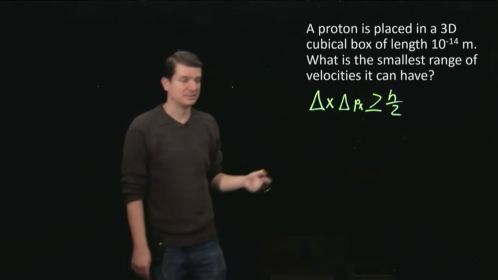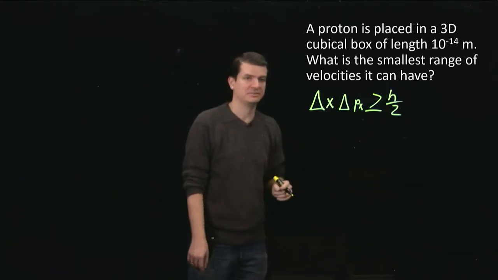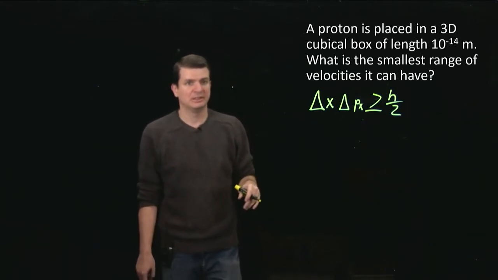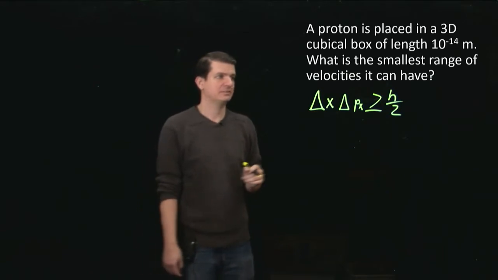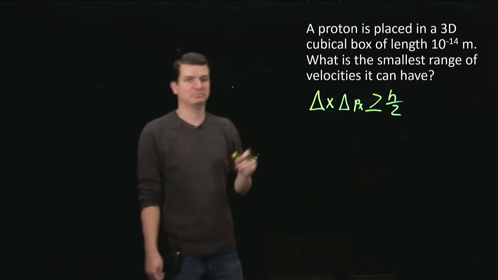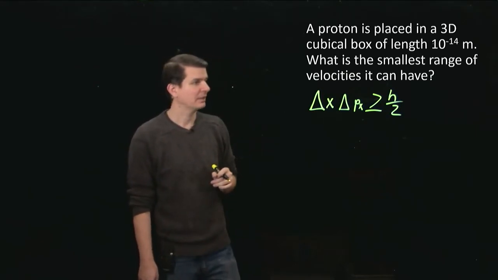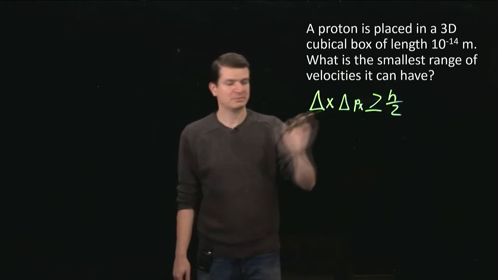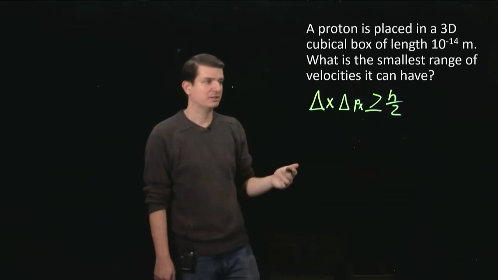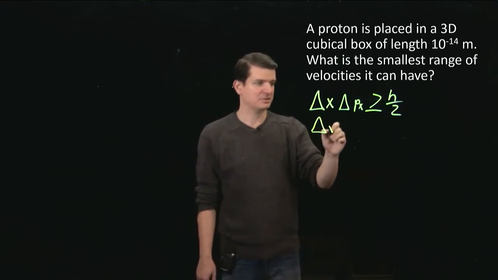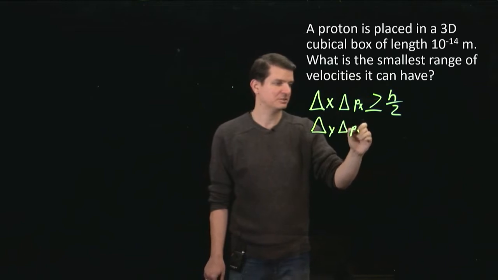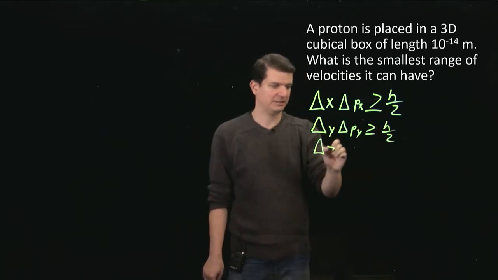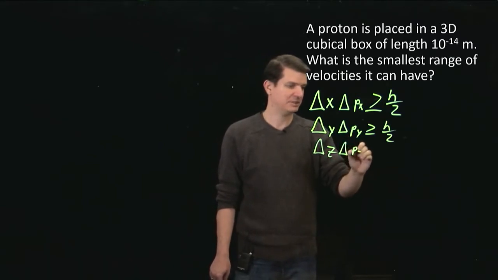Your book discusses the fact that there are various factors of pi and additional factors of 2 that you might need to absorb, but we'll just use this as a nice estimate for the minimum uncertainty. So that's the general form. I've written a subscript x on the p because this is true in every direction. So in the y direction, I have another one of these, and similarly in the z direction, I have another one of these.